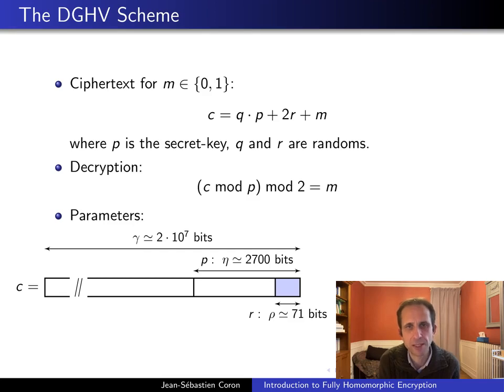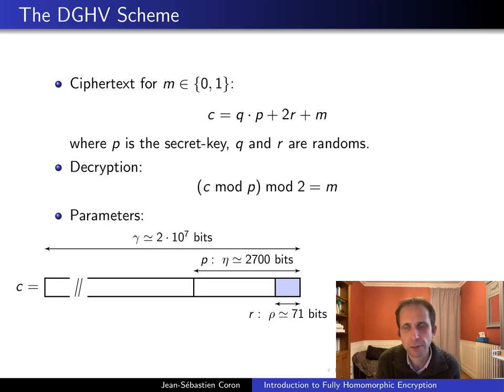And to decrypt, it's quite simple. We simply reduce the ciphertext modulo p. This removes the term q times p, and since we assume that r is smaller than p, we recover 2r plus m exactly over the integers. And so when we reduce modulo 2, we recover the message m.